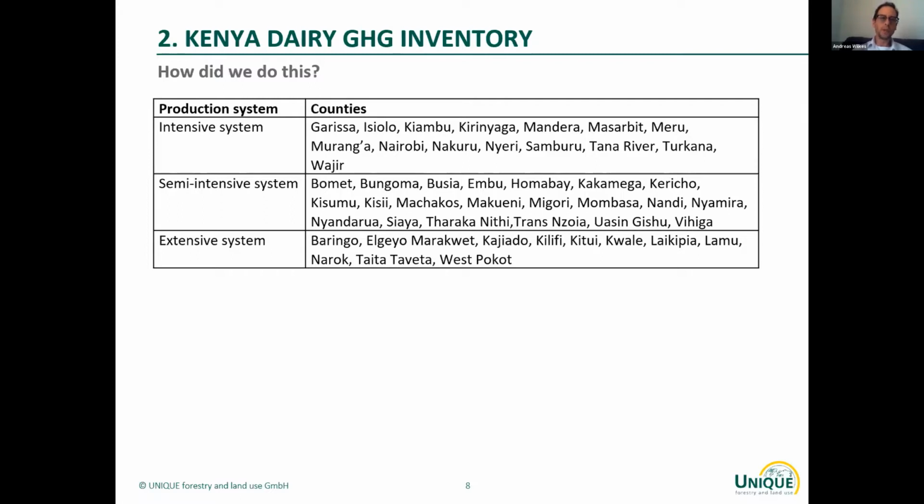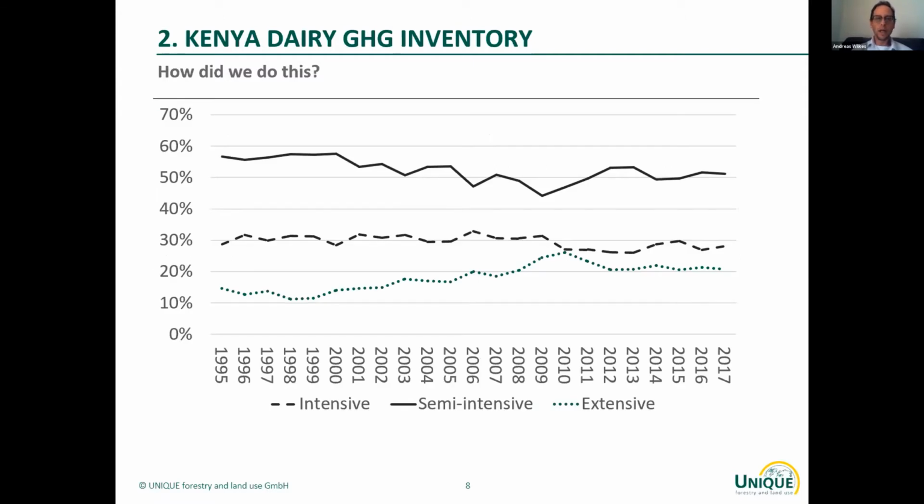So with population data for each county, we were then able to estimate a time series for what proportion of the total population was in each different feeding system. Now this matters because animal performance, feed types, and feed digestibility differ significantly between these main production systems. So that's the reason why we took this approach to defining production systems.